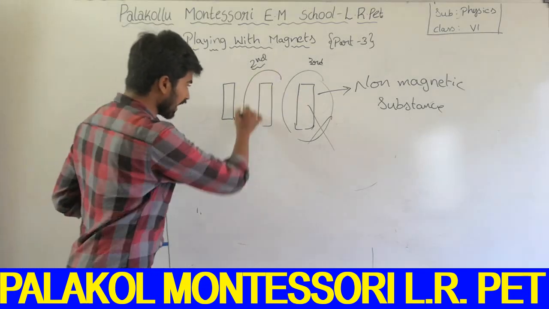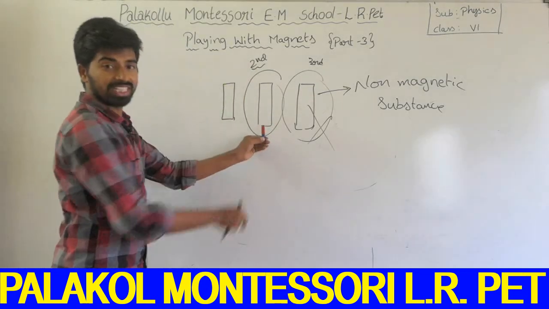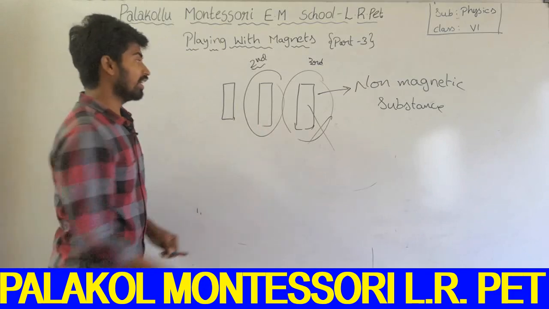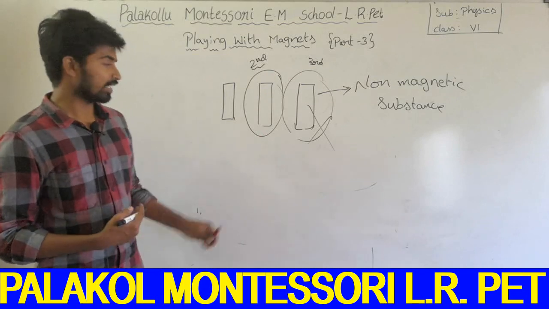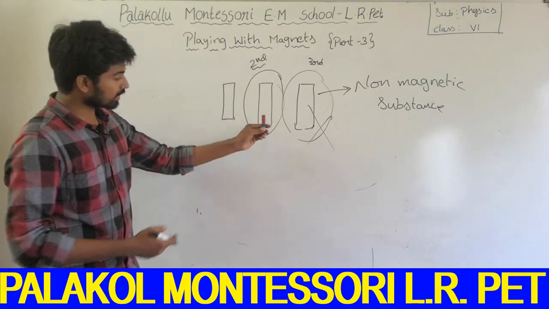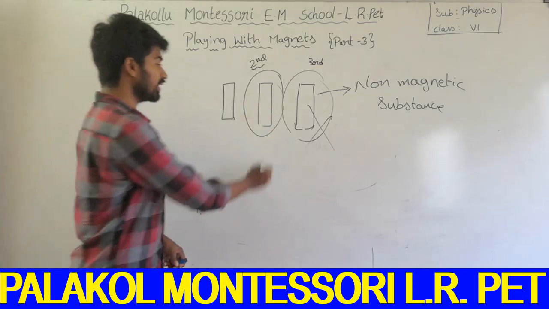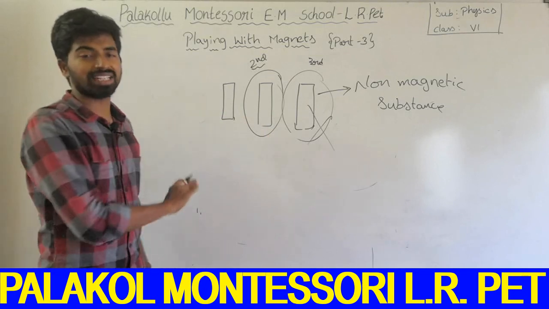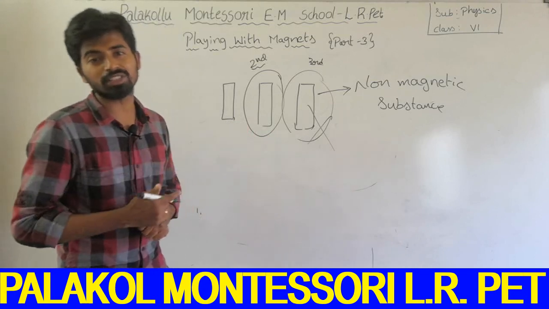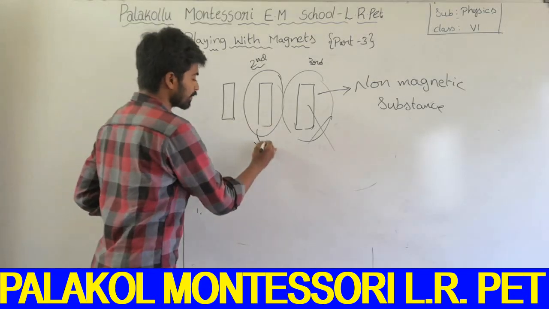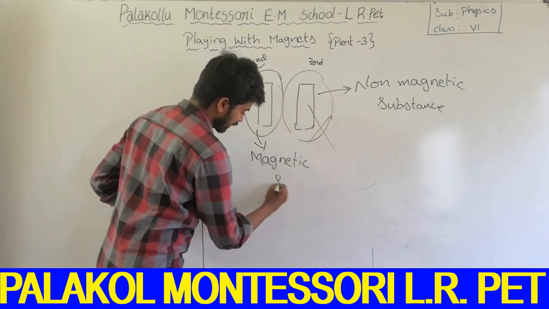If it is a magnet, from one side it will attract, and if you reverse the magnet it will repel. But here, even after reversing the magnet, the object is attracted. If it were a magnet, it would show both attraction and repulsion. So this is a magnetic substance but not a magnet.